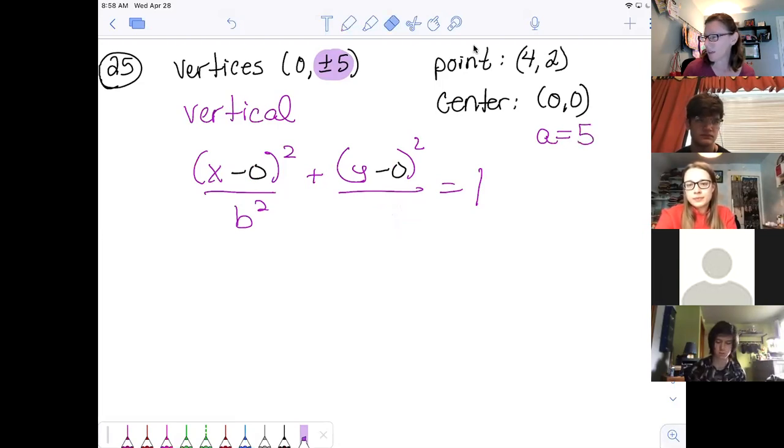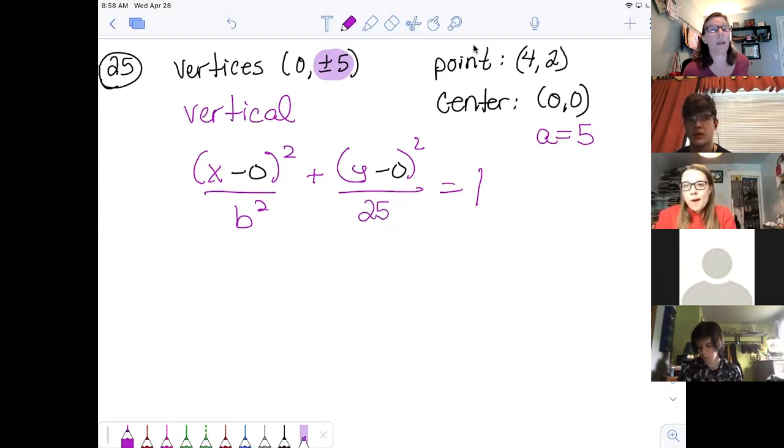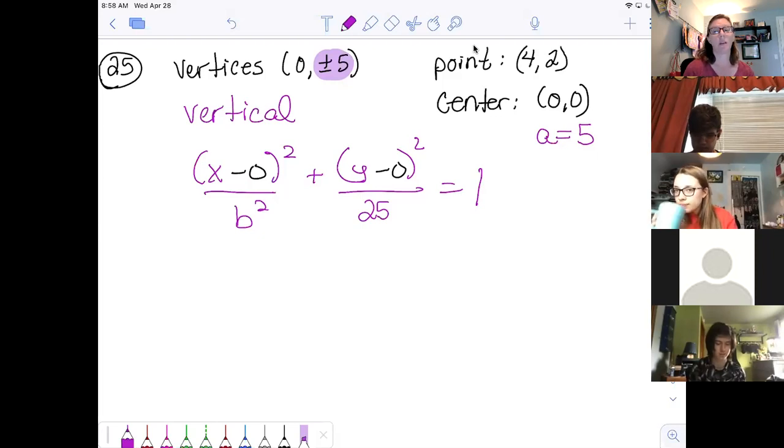So I can take this out and change it to 25. Square it when you're placing it underneath there. So vertical means the bigger number is with the Y, and the bigger value is A. So that's going underneath the Y. The center is at 0, 0 because the vertices are on the Y axis, up at 5 or down at 5, the same distance from 0.